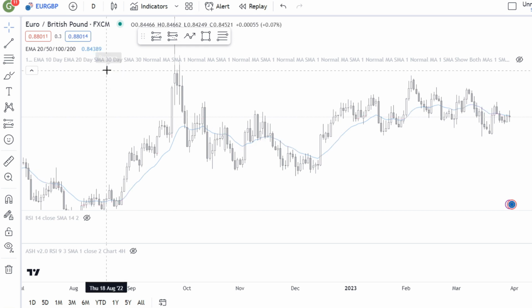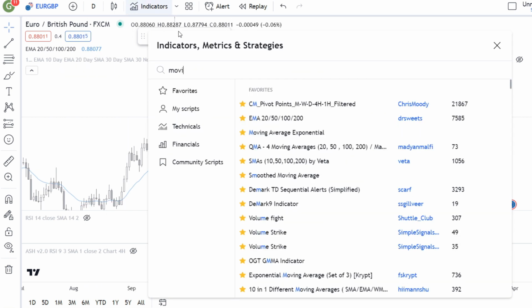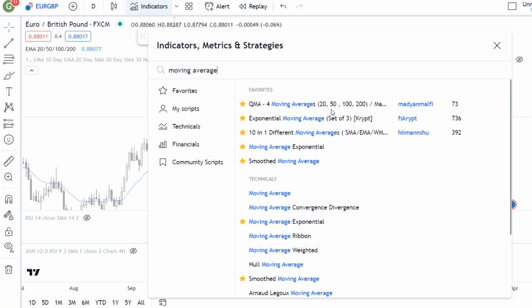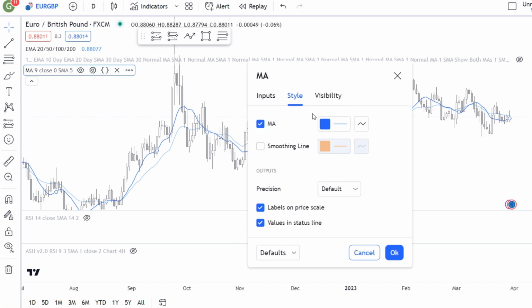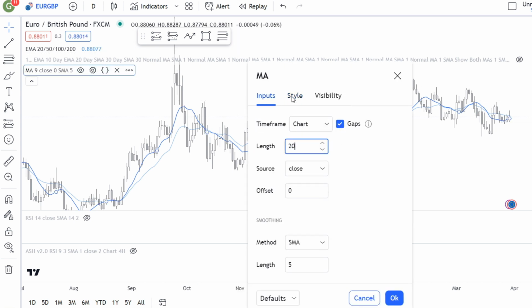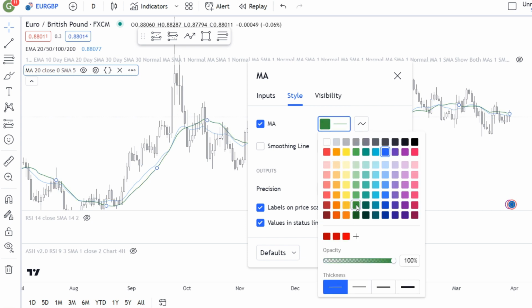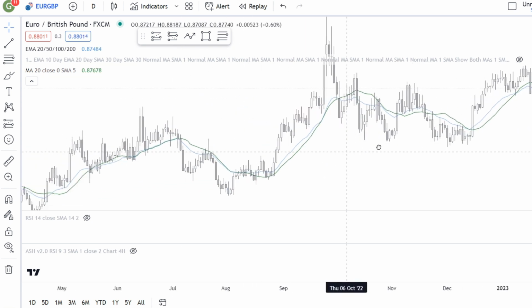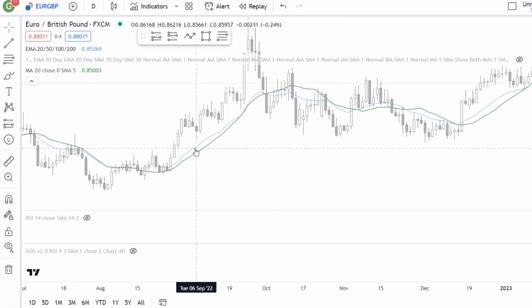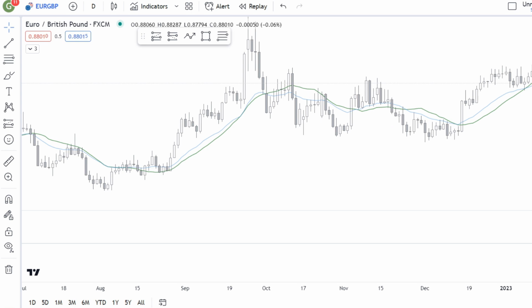Let me delete the weighted, and let me again show you the simple moving average, the one that I already showed. Over here we have the simple moving average, and we are going to give it a green color. And over here you see the difference. This is the blue 20 exponential moving average, and over here we see the green simple moving average. So there are multiple moving averages, and as I mentioned, each has its own strengths and weaknesses. So it's important to experiment and find the one that works best for you.